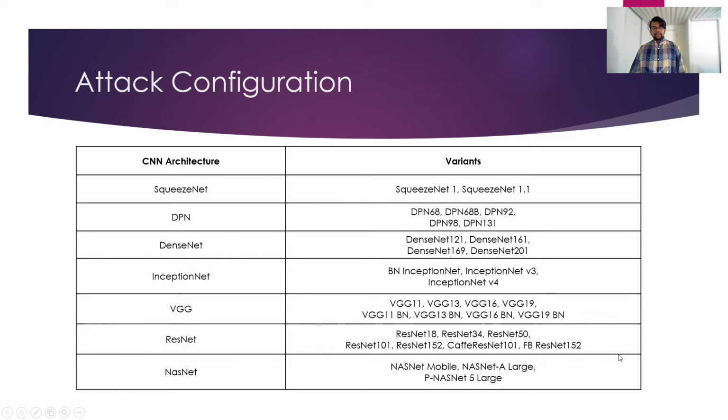Now I'm going to talk about the attack configuration, and before I do that, I want to focus on some variants of the CNN architectures. Among those 10 architectures, these 7 architectures have many different variants. We focus on these variants because many AI applications can use different variants of those CNN architectures based on their needs. So we also considered this in our research.